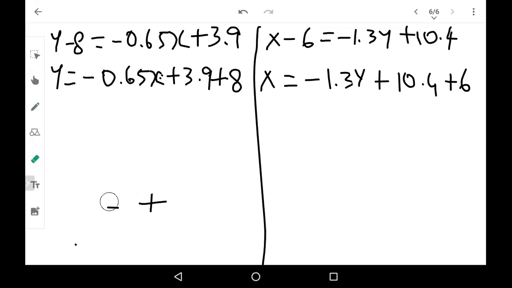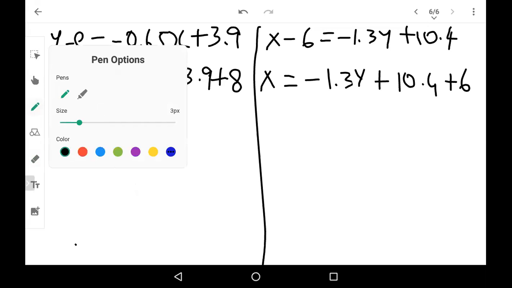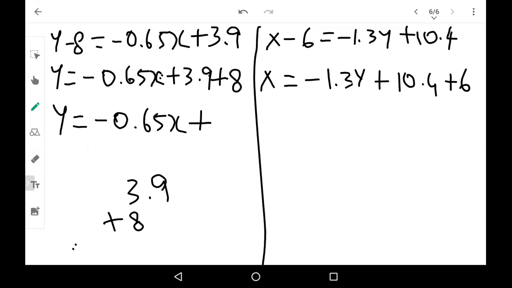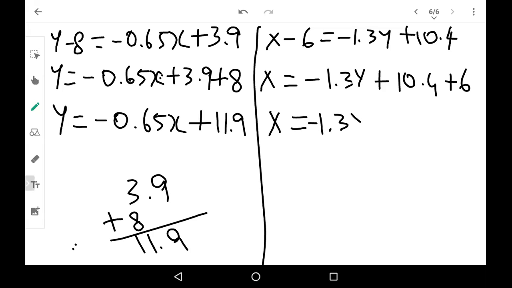Okay. Now, finally, we have the equation here. Let us write here only. Y is equal to minus 0.65x plus 3.9 plus 8 will give me 11.9. Correct? So I have 11.9. And the other side, x is equal to minus 1.3y, 10.4 plus 6 will give me 16.4.